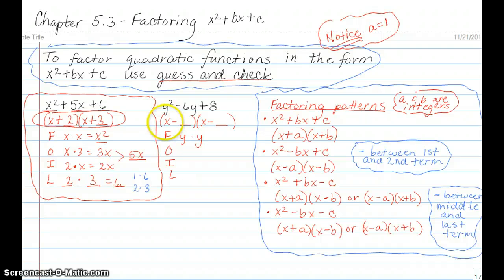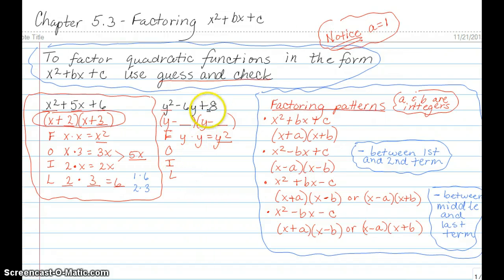This should have been y's. Go ahead and fix that y and y. So y times y for the first term is going to be y squared. That matches. Now, last term is your real key.